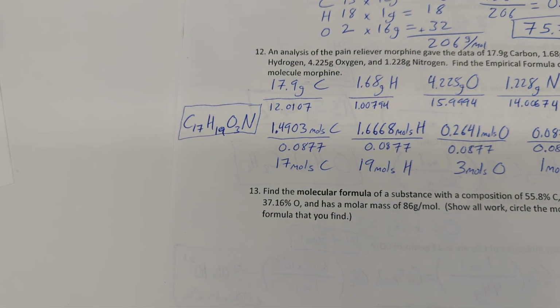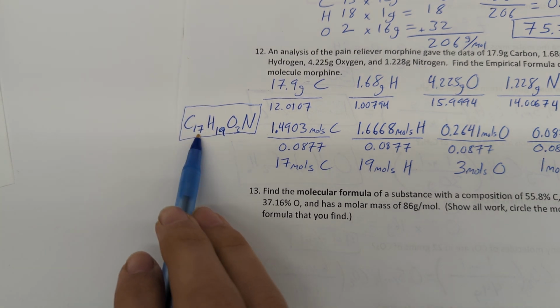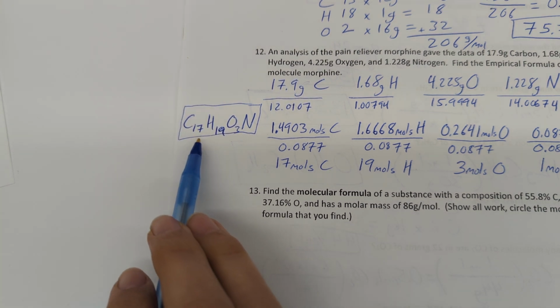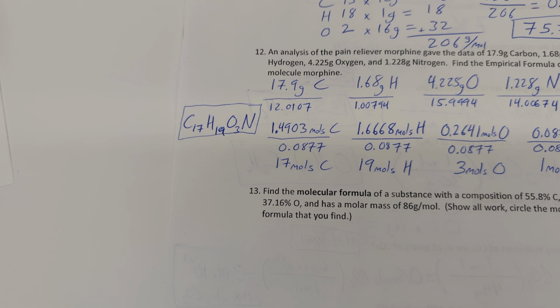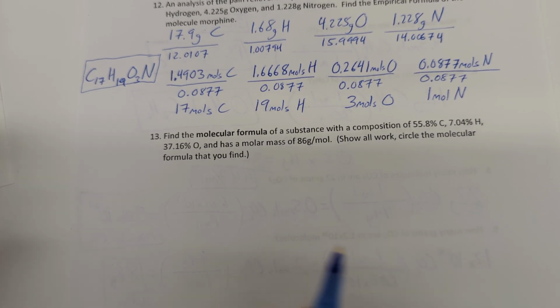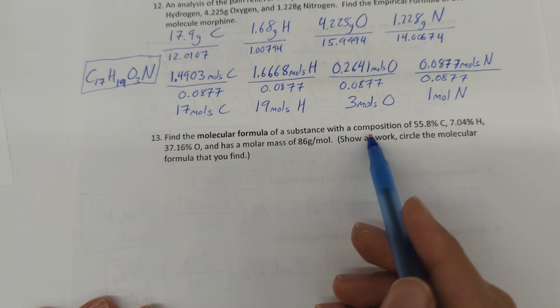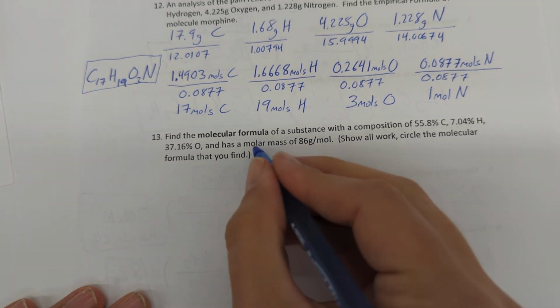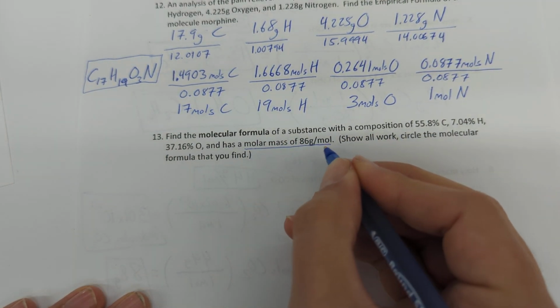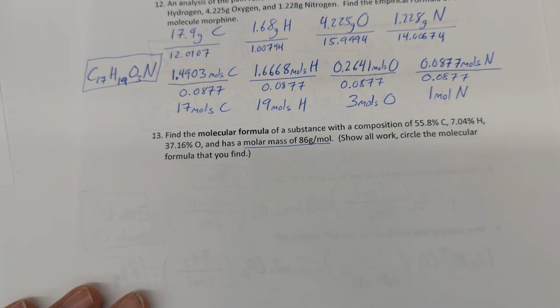So if you rounded your numbers before, it's very easy, especially on these larger numbers, to be a number off. That's why we have to keep all our decimals till the very end. And we got one last question here. Find the molecular formula of a substance with this composition. And because we're finding molecular formula, we have a molar mass there.